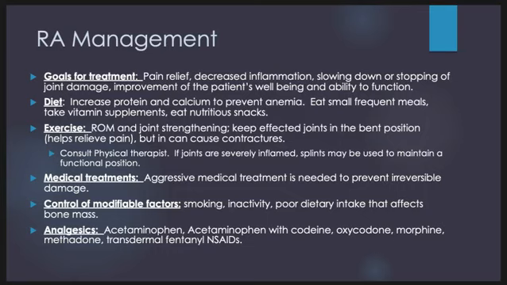Medical treatment could be aggressive for those who have more aggressive forms of rheumatoid arthritis. A lot is going to depend on what their labs look like and what kind of symptoms they have. Control of modifiable factors includes smoking cessation, inactivity, and poor nutrition. Analgesics, again, will help with pain, which will ultimately help with mobility and quality of life.